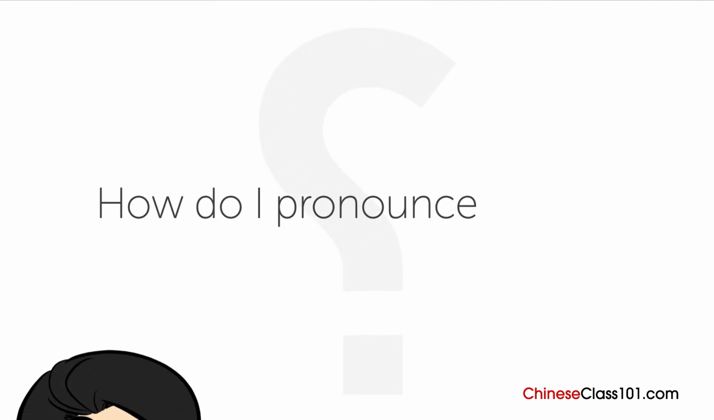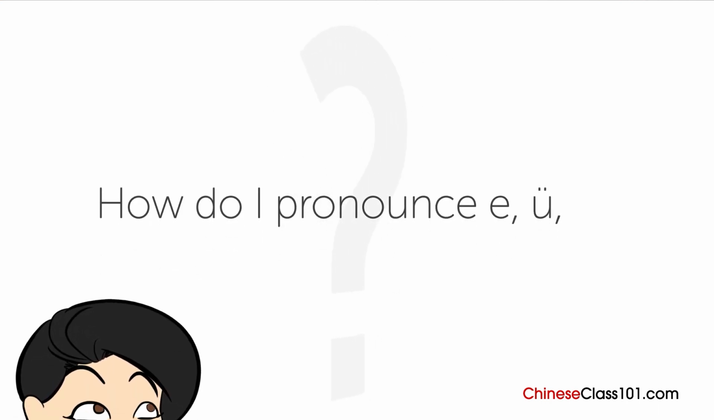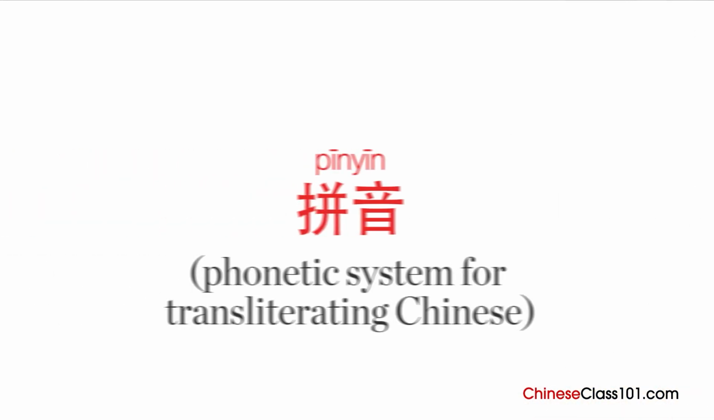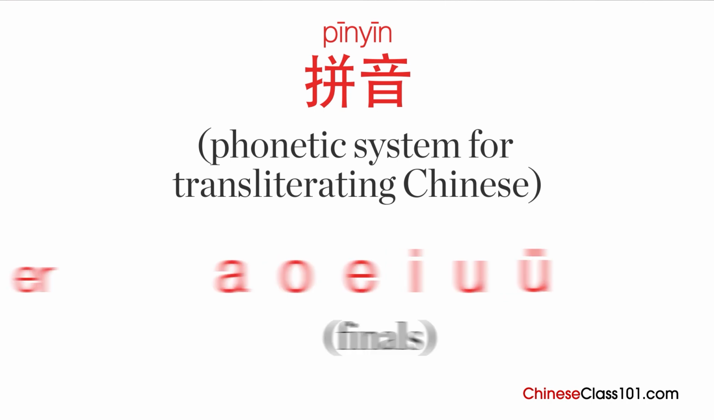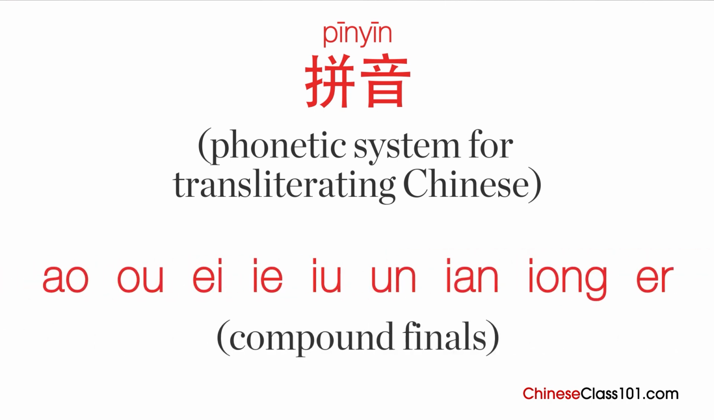The question for this lesson is, how do I pronounce 呃, ü, 约? In 拼音, there are six single vowels called finals. A, O, E, I, U, Ü. There are also numerous compound finals. These are made by combining two or three of the single vowels, or by adding an N, NG, or R at the end of vowels.